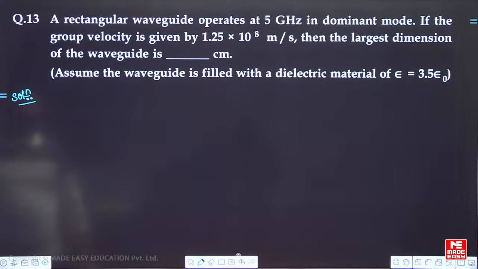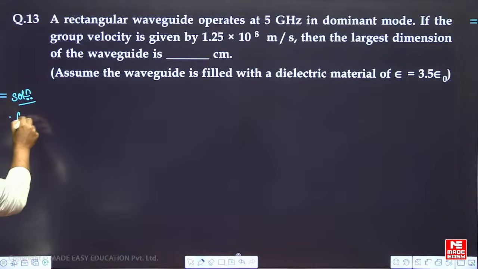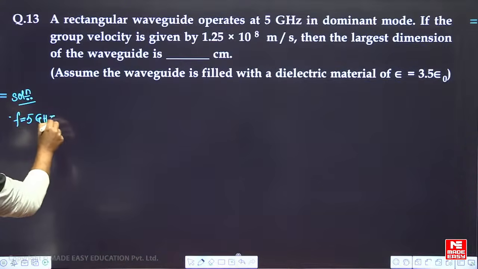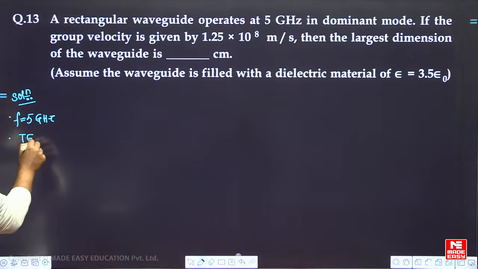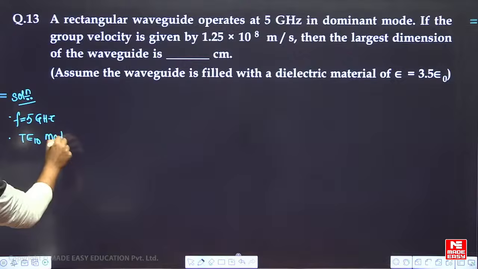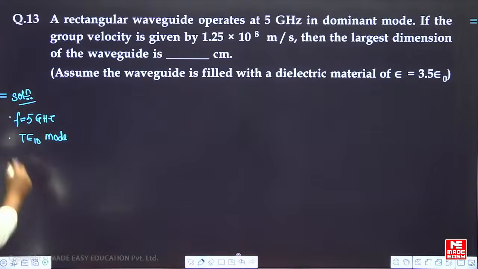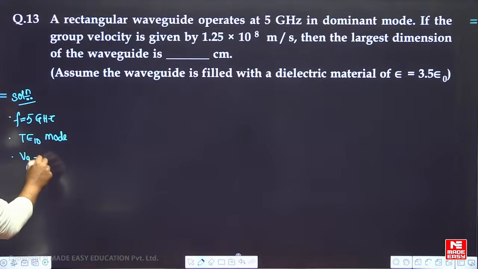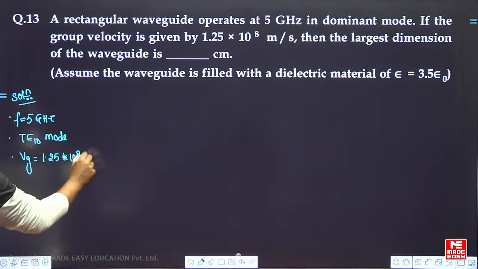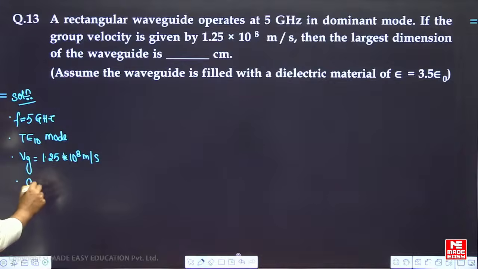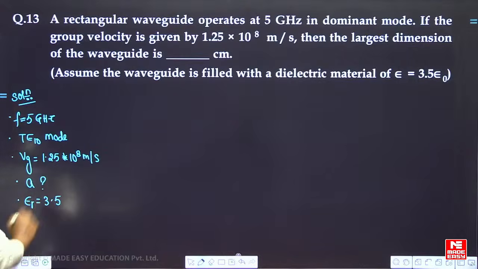A rectangular waveguide operates at a frequency of 5 GHz in the dominant mode. So the dominant mode will be the TE10 mode. If the group velocity Vg is given as 1.25 into 10 to the power 8 meter per second, then what will be the largest dimension in centimeter? There is a dielectric filled, epsilon r is equal to 3.5.